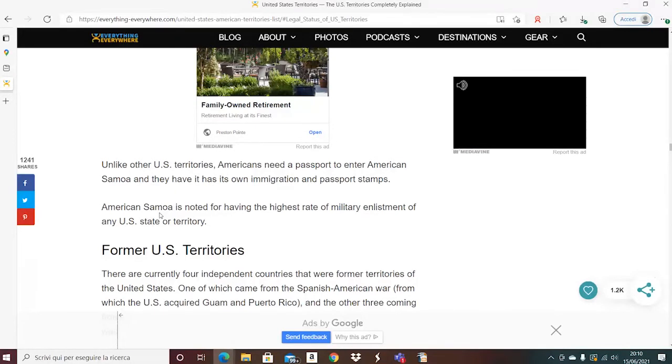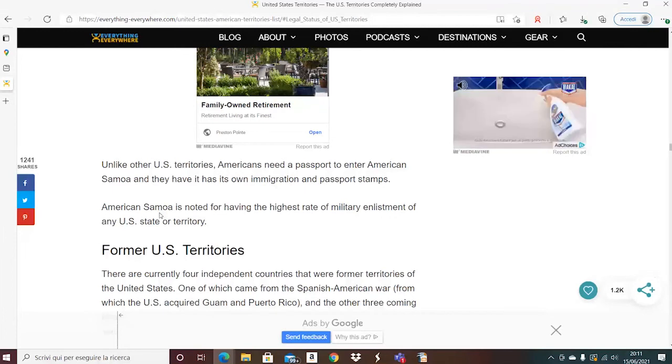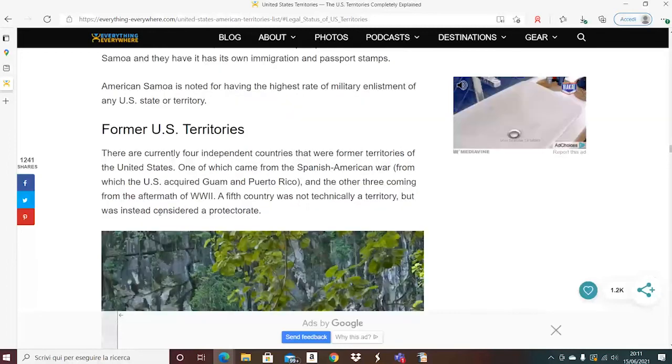Former US territories. There are currently 4 independent countries that were former territories of the US. One of which came from the Spanish-American War, from which the US acquired Guam and PR. And the other three coming from the aftermath of World War.